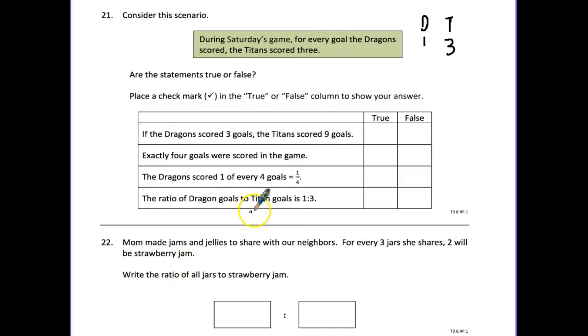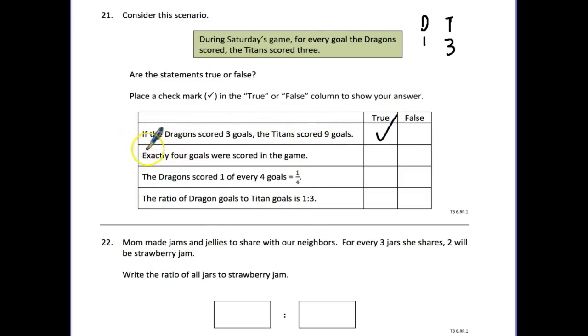Okay, so let's take a look at the first statement. If the Dragons scored 3 goals, the Titans scored 9 goals. Well, if for every goal the Dragons score, the Titans score 3, and the Dragons had 3, then this is going to be a multiple of 3, and that would be 9. So yes, that's a true statement.